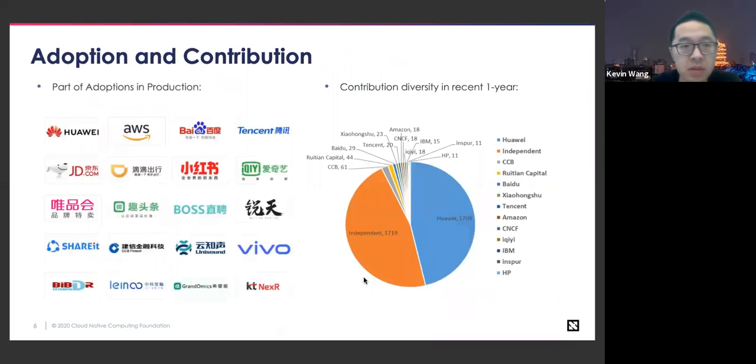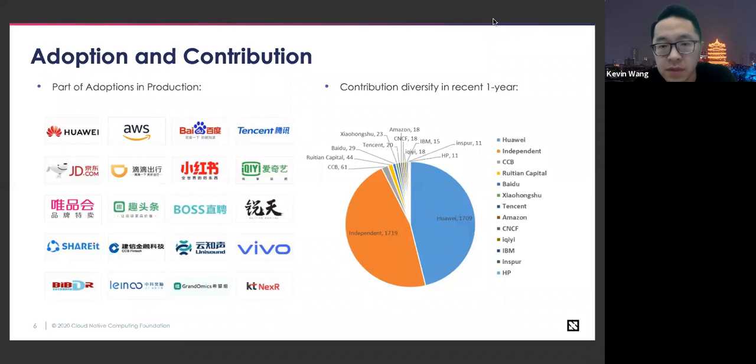Okay, so actually for the public adoption, we do get a lot of user adoption, especially people who are running AI workloads and big data workloads, or are doing research on top of cloud native infrastructure. So here are just a part of the adopters already using Volcano in the production environment.